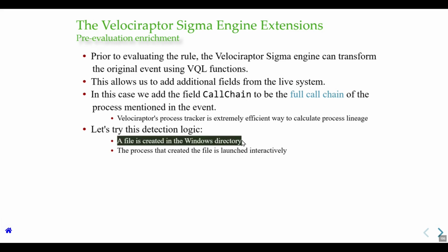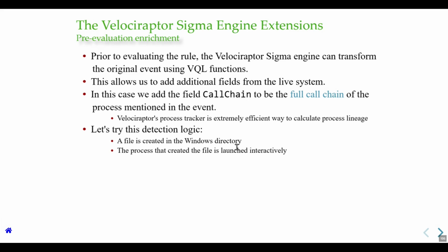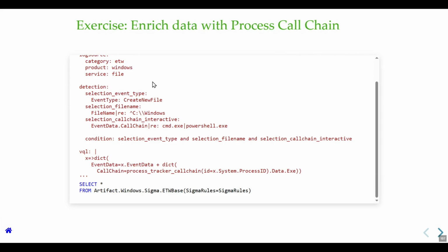So that's kind of suspicious, but not really. But what if we can also add this condition to say the process that created the file is launched interactively, right? So the file got there from a command prompt, because of a command prompt. And if this happens, then that's suspicious because it means that a command prompt created that process, right? So let's try this detection logic. All right, so what we've got here is a Sigma rule, okay?